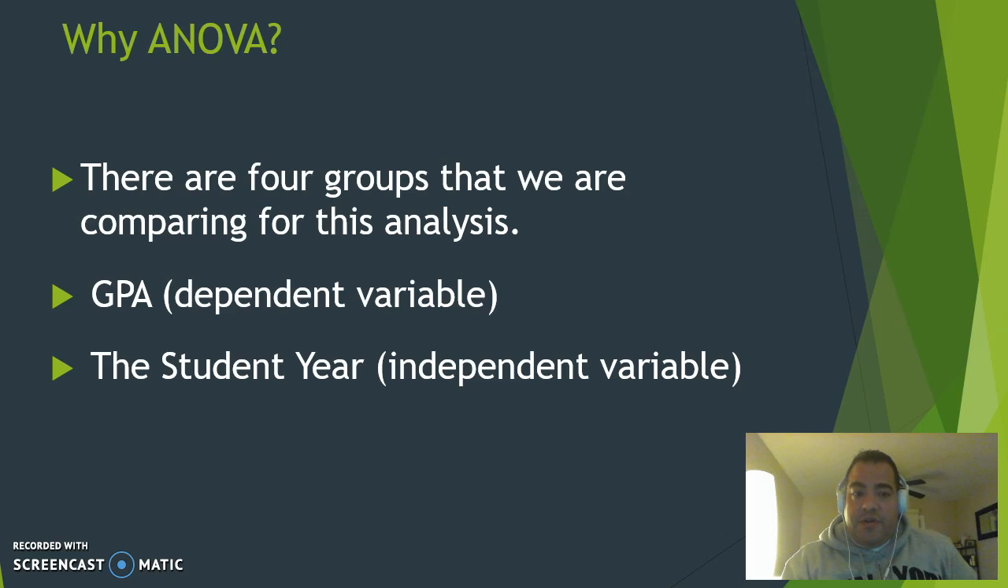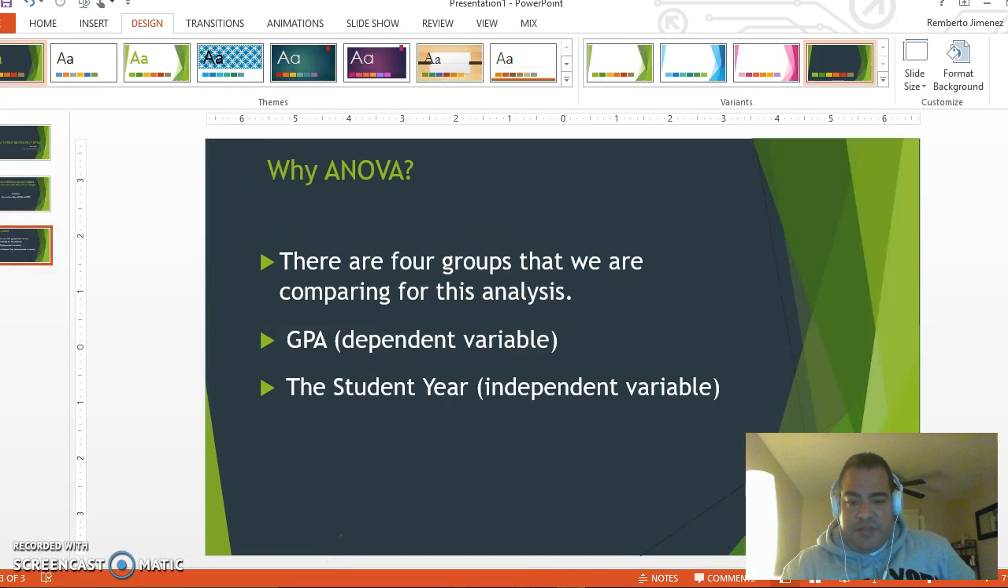And because we are dealing with, in this case, 4 groups, 4 different means, in the form of our independent variable, the student year, we have one GPA dependent variable. Because we're dealing with multiple variables and 4 different means, an ANOVA is a much more appropriate statistic versus a t-test. So in order to get to our ANOVA analysis, let's actually go to SPSS.